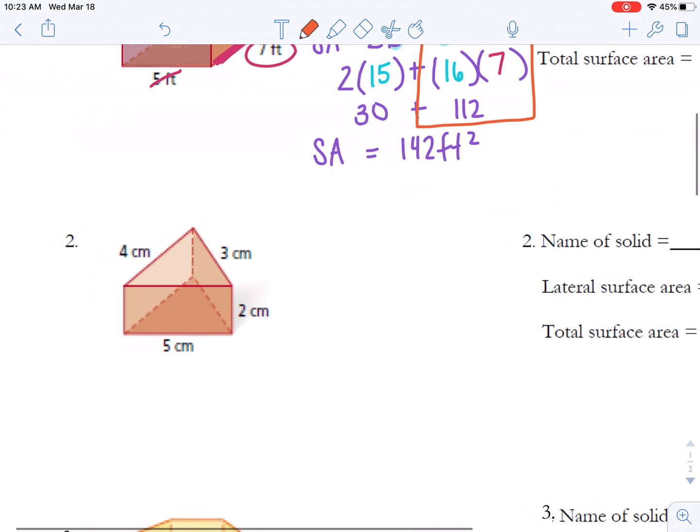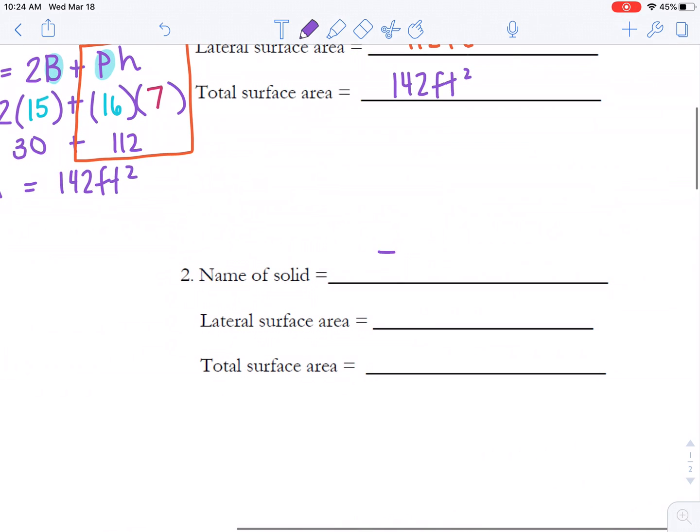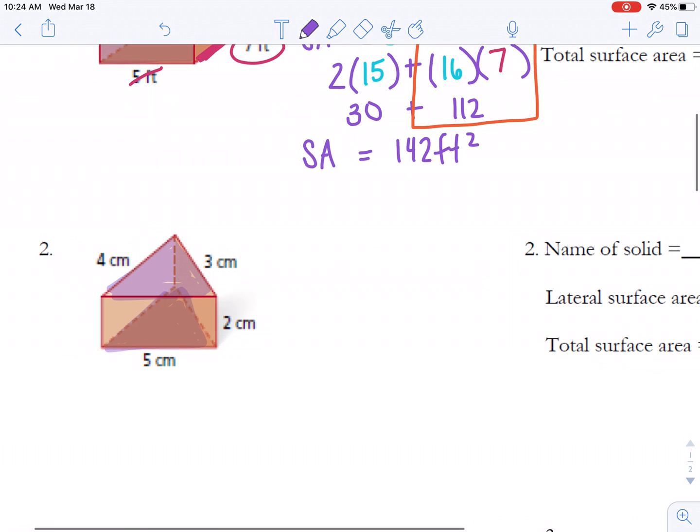So number 2, I'm trying to find my bases. My bases are the two congruent polygons, usually ones that are not rectangles. In this case, our two congruent polygons that are parallel are these two top and bottom triangles. So this is going to be a triangular prism, again because there are two bases and those two triangles are congruent. I'm going to draw my triangle and put in all the dimensions. I see a 4, a 3. On the bottom, I see that this side is 5.